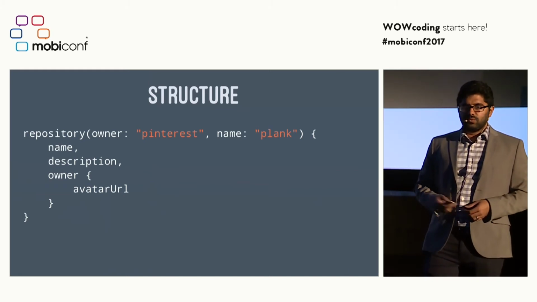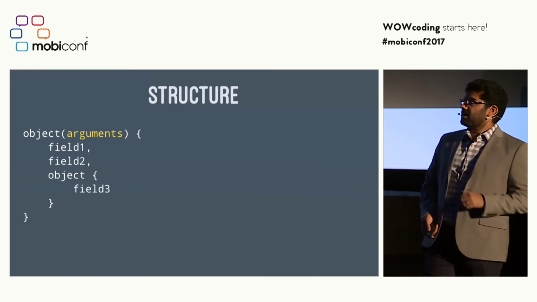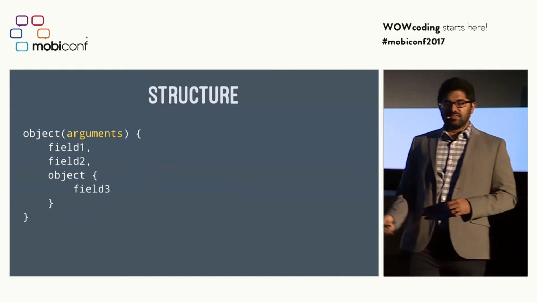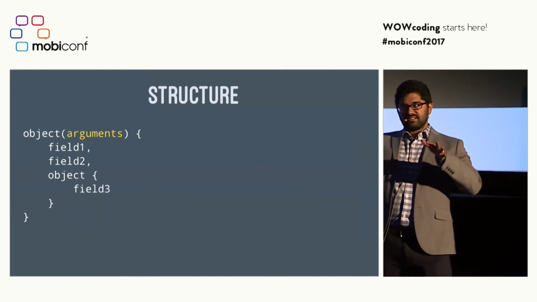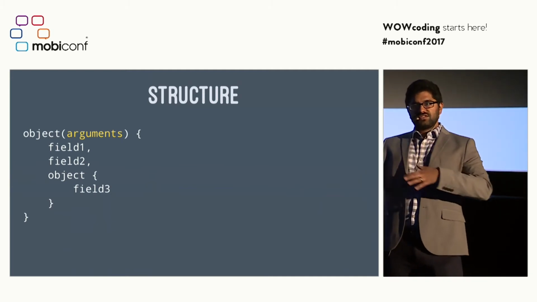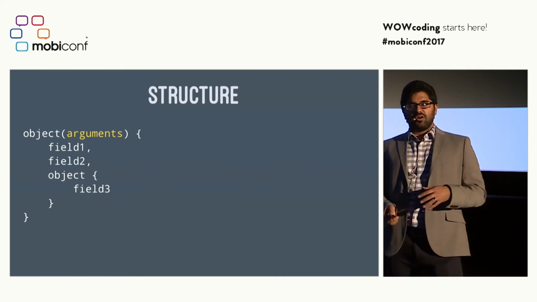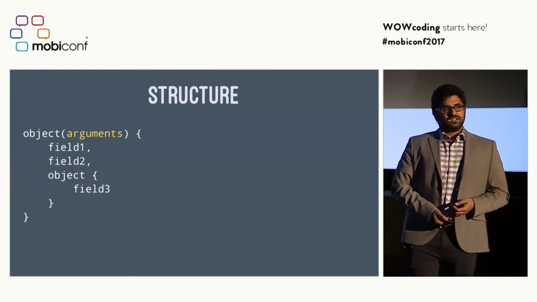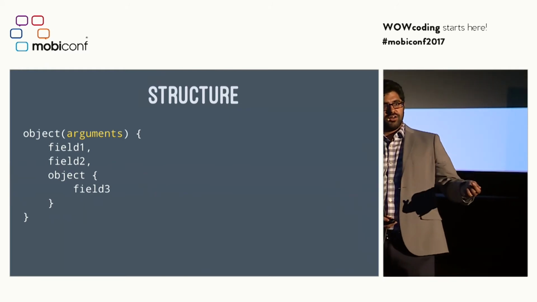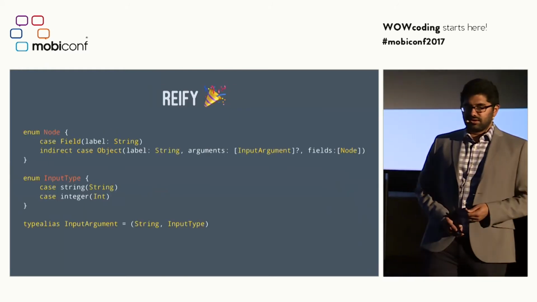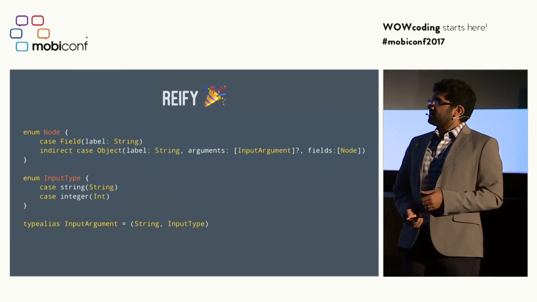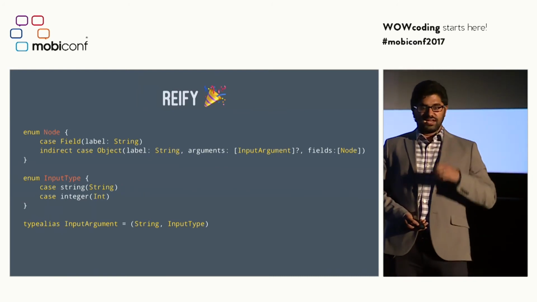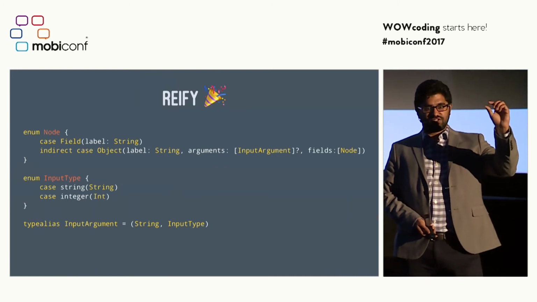So we could think about this more as there are some objects with arguments, there are some objects without arguments, and if you turn this on its side, at the leaves of this tree, it's all fields. So we can now take our knowledge from earlier and create enums to model this. We could create an enum called Node, which has a couple of cases, and these represent any section of that query.